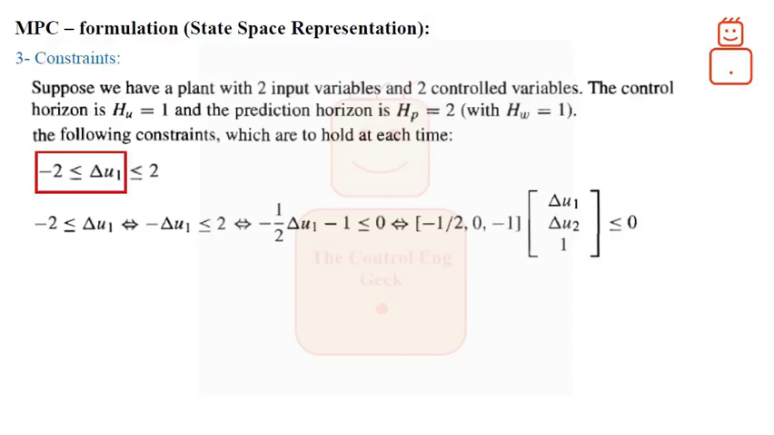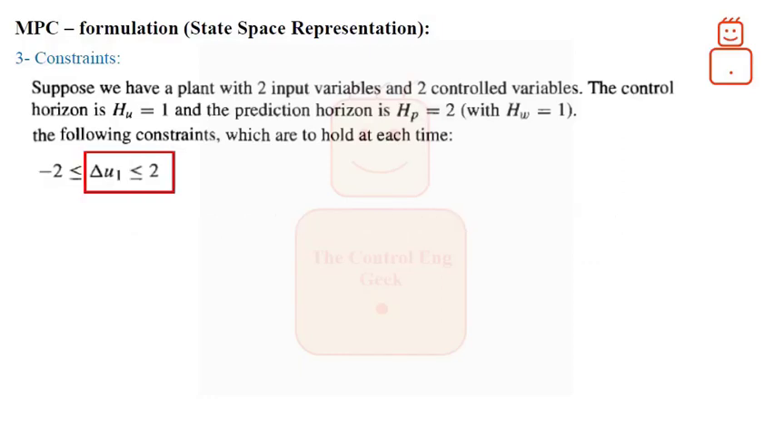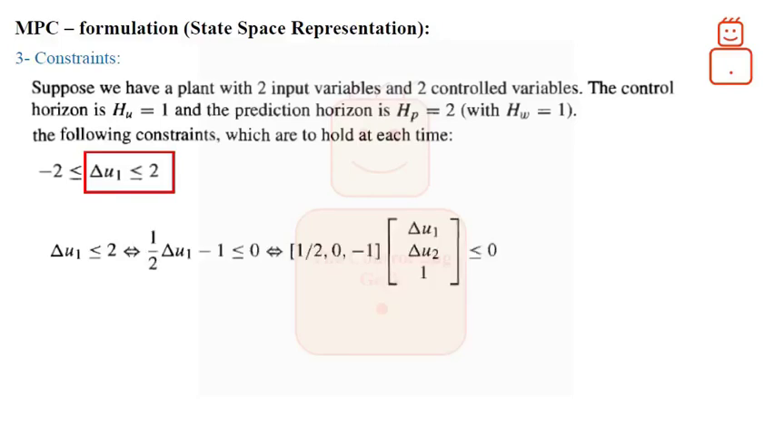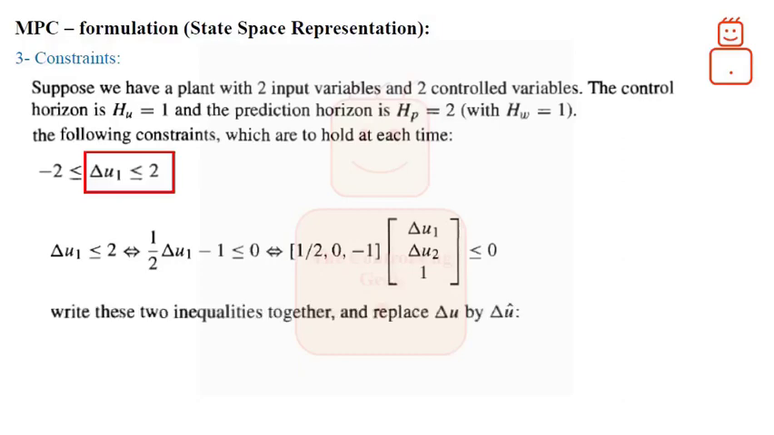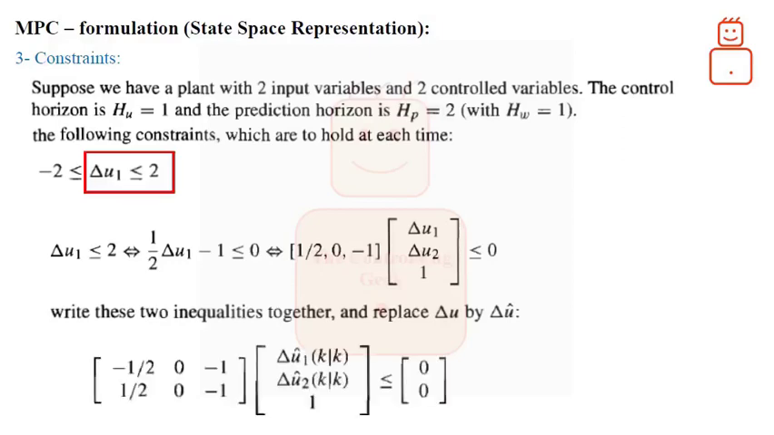Let us jump into the other part of the constraint, which is shown by the red box. Following the same steps, we can write the vector matrix form of this constraint as shown. We now need to combine both final forms of the constraint into one inequality. Do not forget to replace the delta U with delta U hat. This step is shown as, where the E matrix is simply given as.